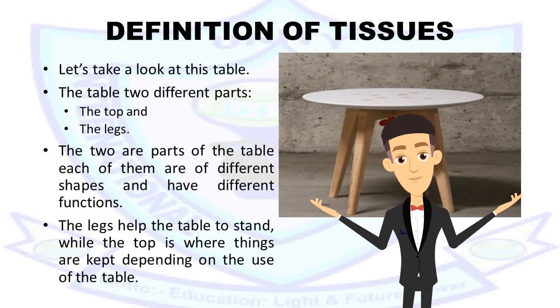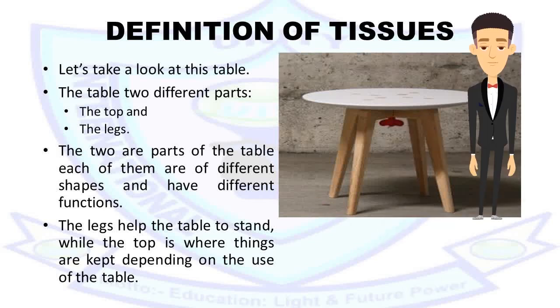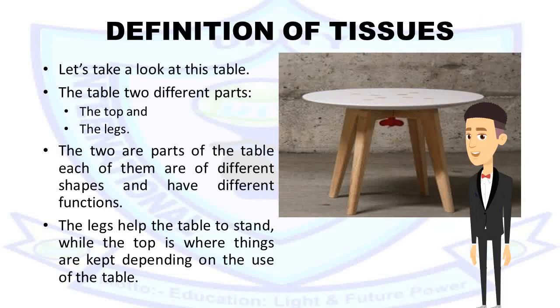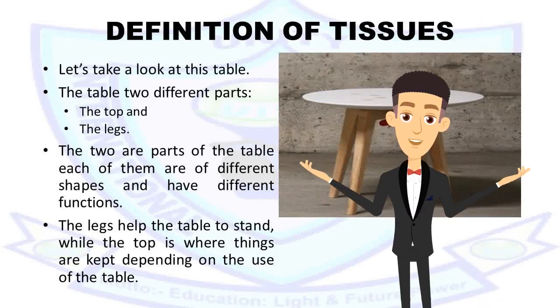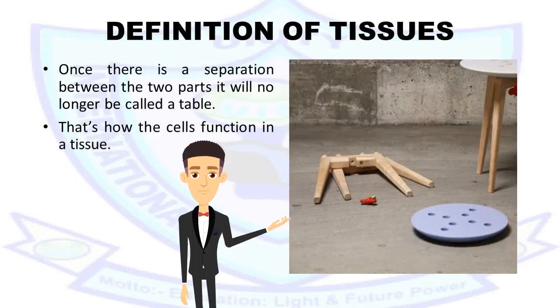Let's take a look at this table. The table has two different parts, the top and the legs. The two are parts of the table, each of them of different shapes and of different functions. The legs help the table to stand, while the top is where things are kept depending on the use of the table. Once there is a separation between the two parts, it will no longer be called a table. That's how the cells function in a tissue.